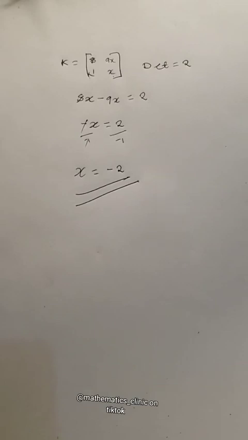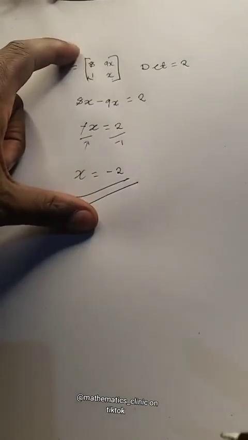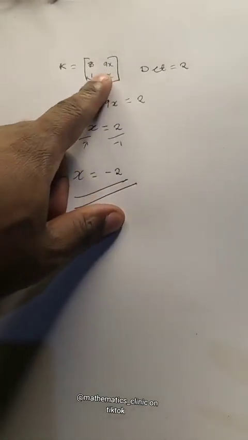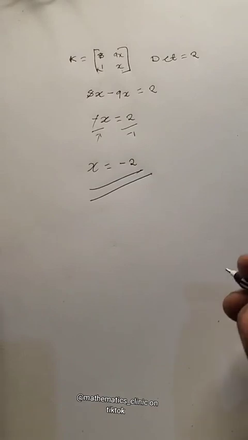So paper 2 questions, they ask you to find the value of a missing variable. It can be p, it can be x, like the way it is. Then next, they ask you to find the inverse. All right, so in this, they're asking us to find the inverse of K.